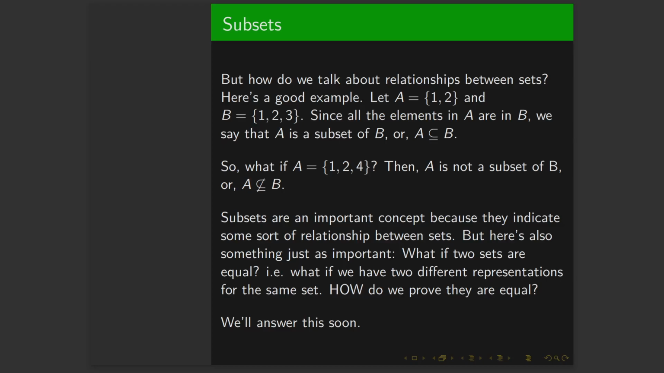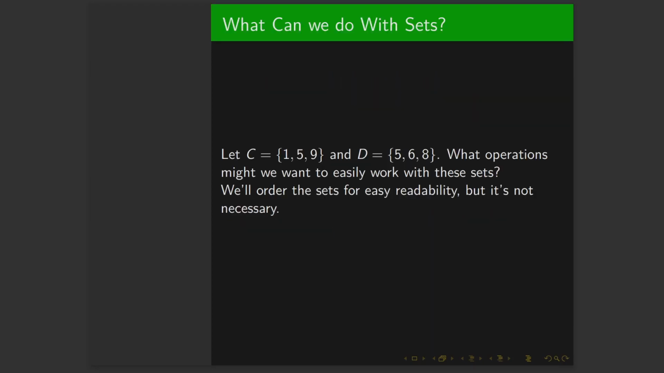What if we have two different representations for the same set? How do we actually prove that they're equal? We'll answer this soon, but we'll need a few more tools before we can. So a question we might have is, what can we do with sets?